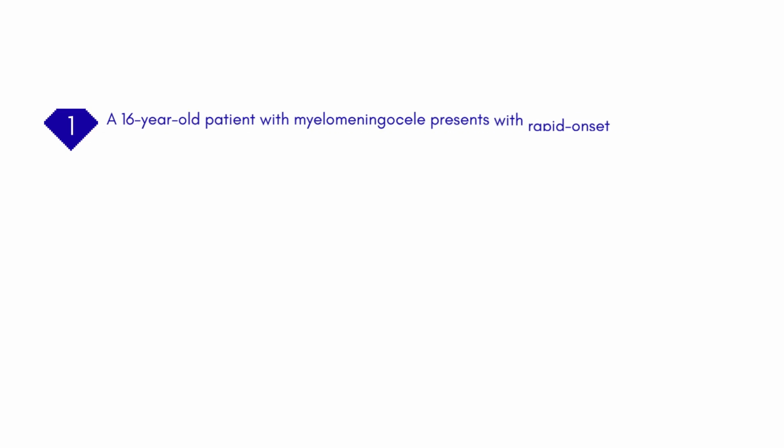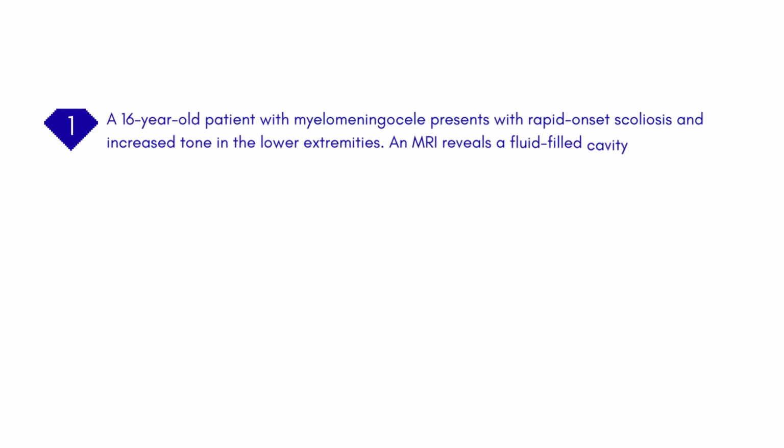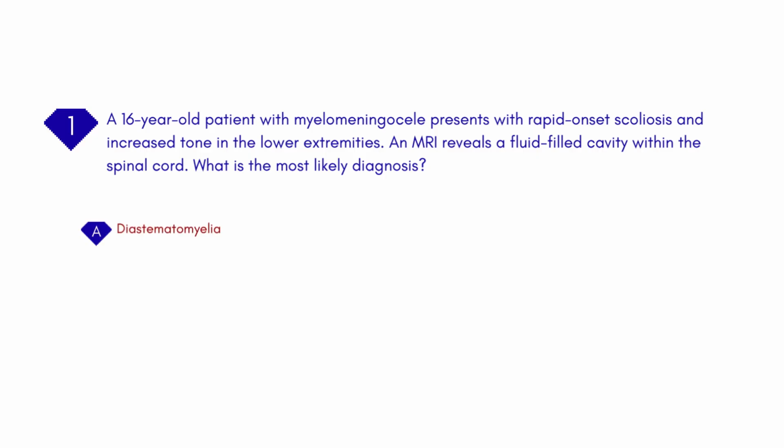A 16-year-old patient with myelomeningocele presents with rapid-onset scoliosis and increased tone in the lower extremities. An MRI reveals a fluid-filled cavity within the spinal cord. What is the most likely diagnosis? A. Diastematomyelia. B. Syringomyelia, syrinx. C. Myelocystocele. D. Lipoma of the filum.